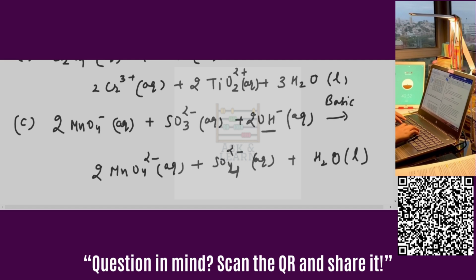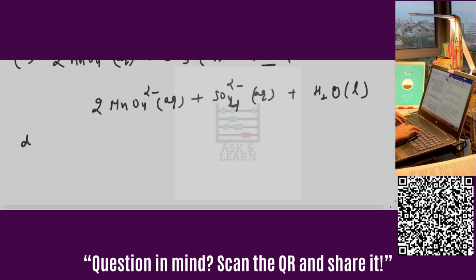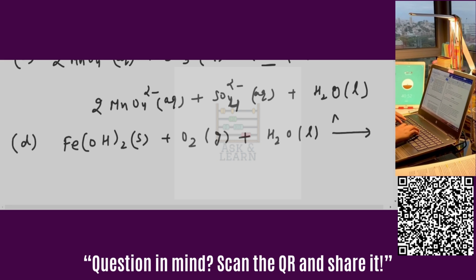Now balanced net ionic equation, part D of the question is Fe(OH)2 solid with oxygen gas plus H2O liquid. This reaction we have to balance in the neutral medium, like H2O. So here we will not use H plus or OH minus. The product formed from this reaction is Fe(OH)3. So when we balance, here we get 4, and here we get 4, and here we get 2 H2O. So these are the balanced net ionic equations in the acidic, basic and neutral medium.